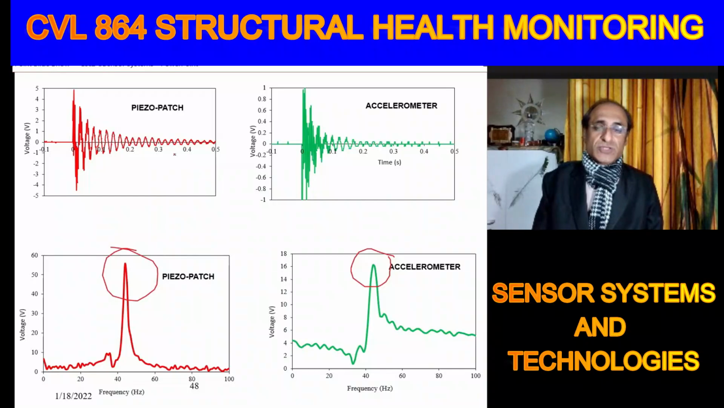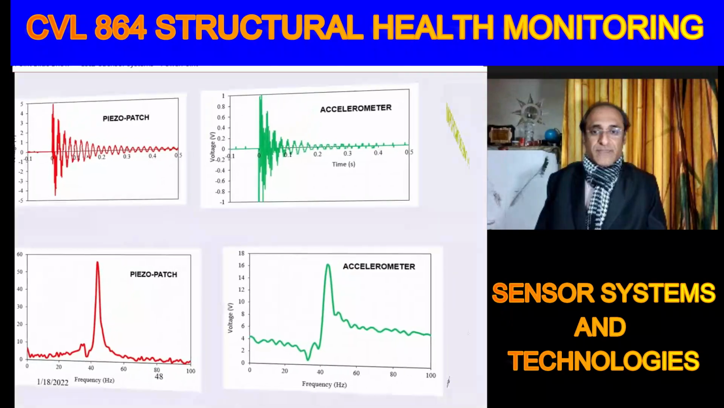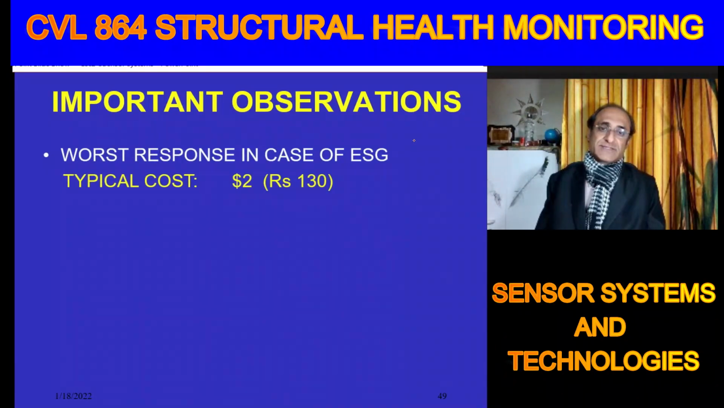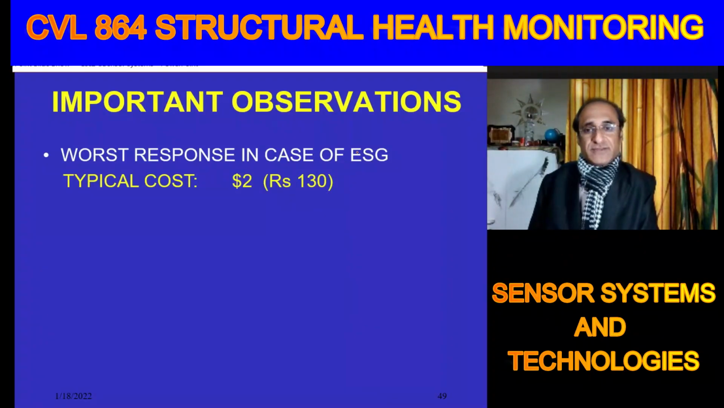But among the two, if we assign a score of 100 to accelerometer from the point of view of dynamic measurements, then piezo will also get a score of at least 90 to 95. And the distinct feature here is the cost. In the case of electrical strain gauge, for dynamic measurements we get burst response, and for static measurements also, if you want to make long-term measurements, electrical strain gauges are not reliable. We have seen it.